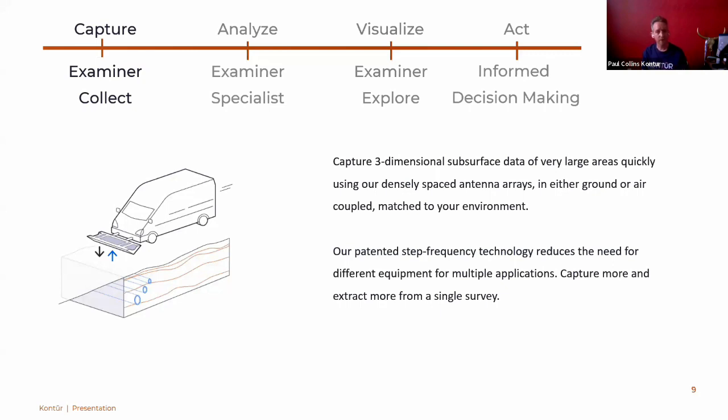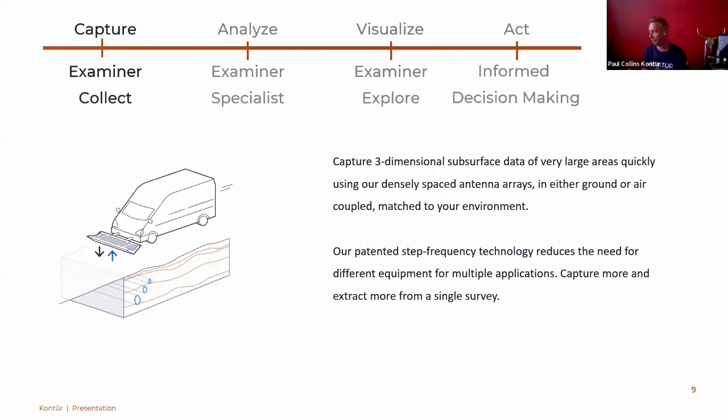We have step frequency, which means we don't have a central frequency. We scan everything from our spectrum. So from 150 in the US, this is, to 3 gigahertz or 4.5 gigahertz with the Mark 6. Outside of the US, we are able to go lower than that. So we're able to capture a lot of detail, a lot of targets, because we are not focused on one particular application. So if you want to extract a lot of information from a single survey, you can.